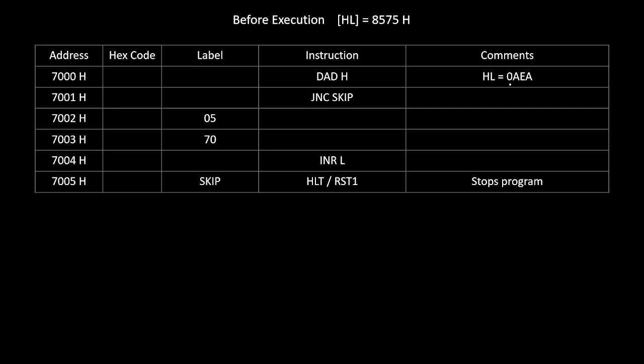So this time we saw that carry gets generated when 8575 gets added into 8575. That's why we will increment the L register by 1, and our L register will become EB. Previously it was EA, now it has become EB. Therefore the HL register pair's new value will become H is 0A and L is EB, 0AEB. So in this way we successfully shifted each and every bit of this given number towards the left by 1 bit position. Thank you.